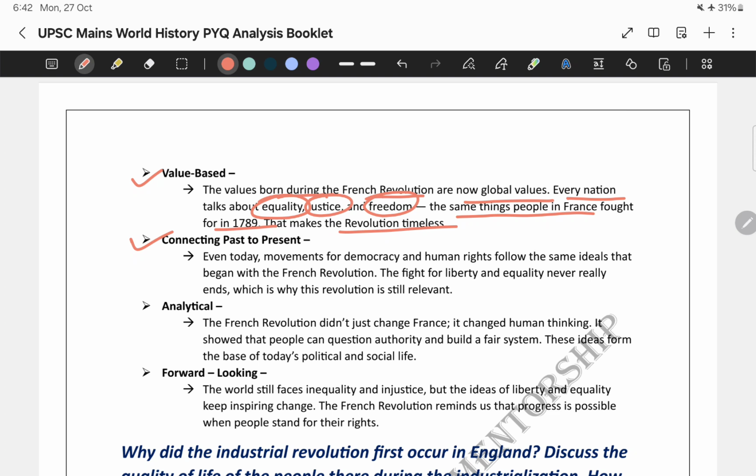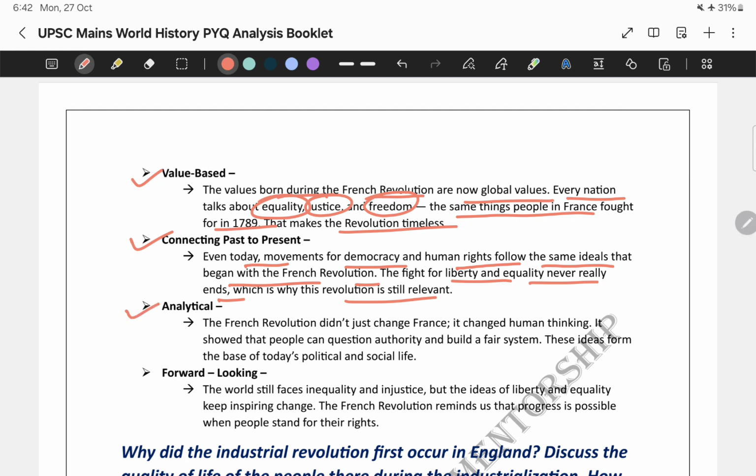Third way is you are connecting past to present. How can you connect it? Like you can write it in this way, that even today, movements for democracy and human rights follow the same ideals that began with the French Revolution. The fight for liberty and equality never really ends, which is why this revolution is still relevant. Because if you remember, the question was how the French Revolution is still significant. So this is how you are concluding your answer, that these are all the reasons because of which the French Revolution is still so significant.